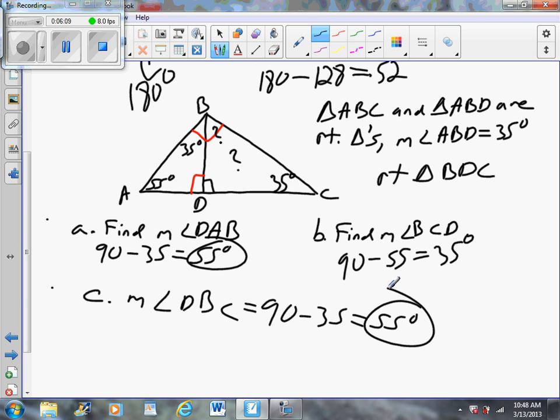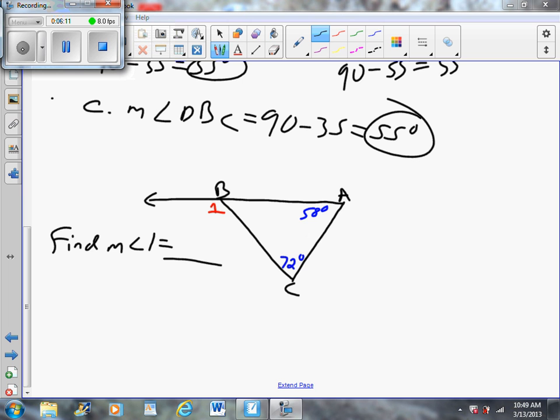Okay. So we know that to be true. Now, given this problem right here, this one is using which theorem that we talked about yesterday? You should be thinking the exterior angle theorem. All right? So angle 1 is an exterior angle.